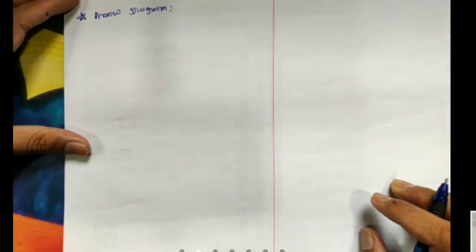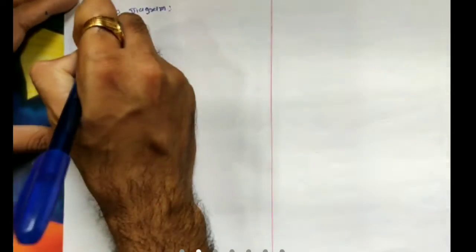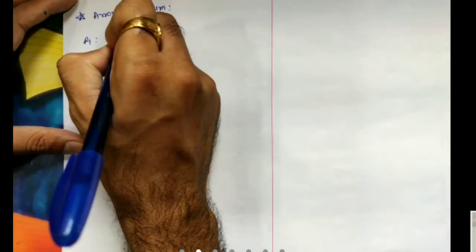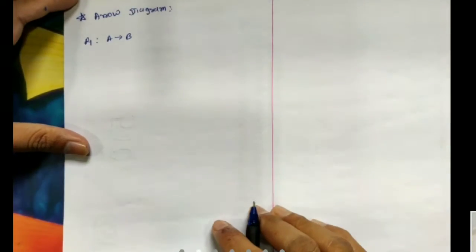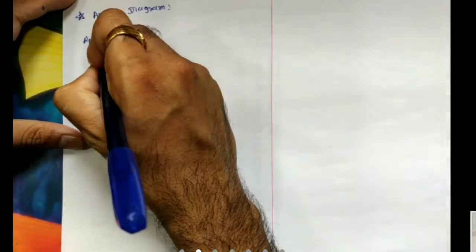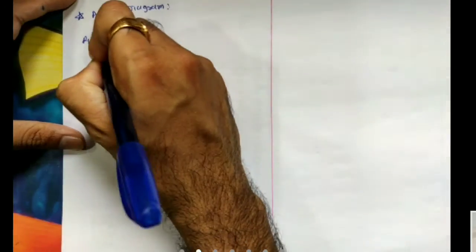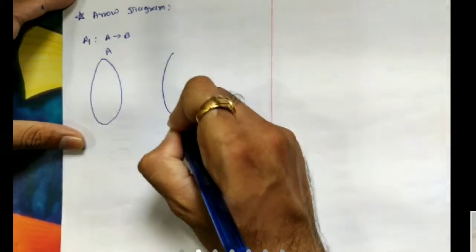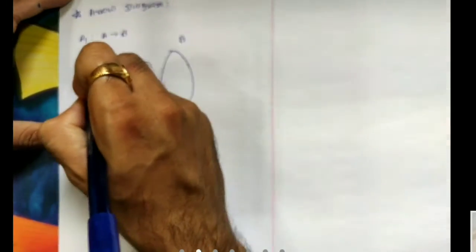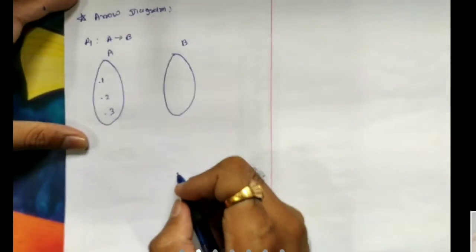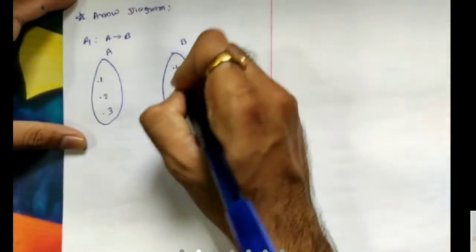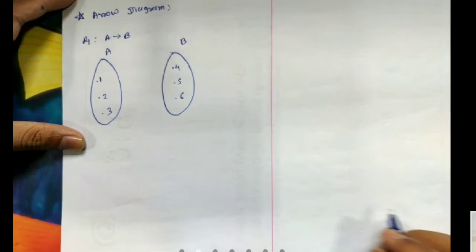Arrow diagram. So, relation R1. First you have to represent relation R1 from set A to set B. For an arrow diagram, we draw two circles: the first circle is for set A and the second circle is for set B. The elements of set A are 1, 2 and 3, and the elements of set B are 4, 5 and 6.